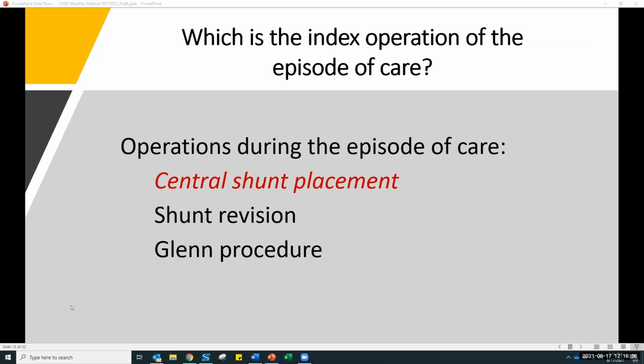Next slide. So what is the index operation of the episode of care? Going back to the scenario, you remember the definition that an episode of care, and this is all encompassing of 1 episode of care because the patient never discharged to home, the index operation is assigned to the first CPB, no CPB cardiovascular operation. And so in this scenario, it is the central shunt placement that becomes the index operation. Next slide.